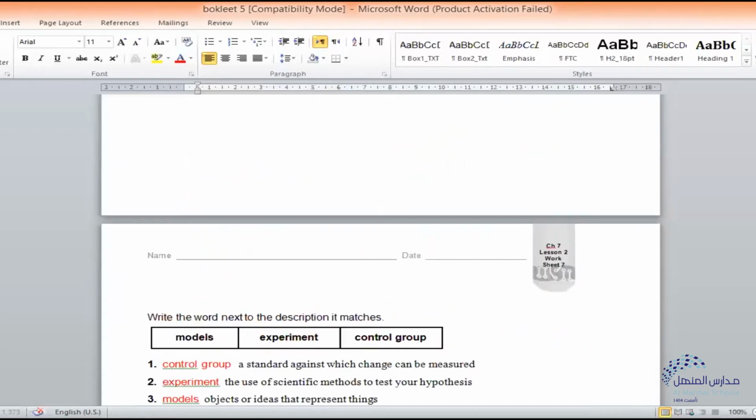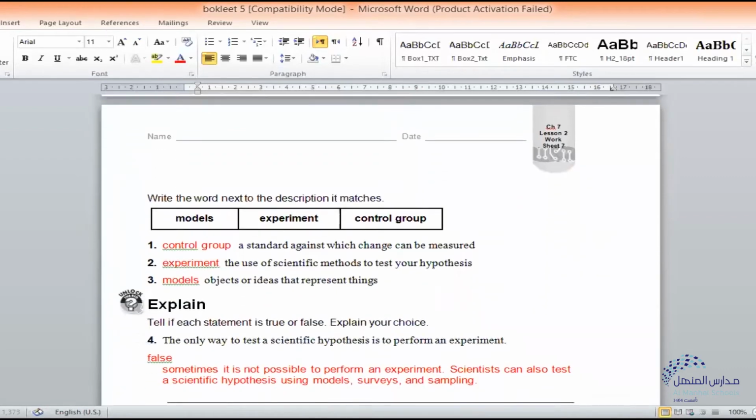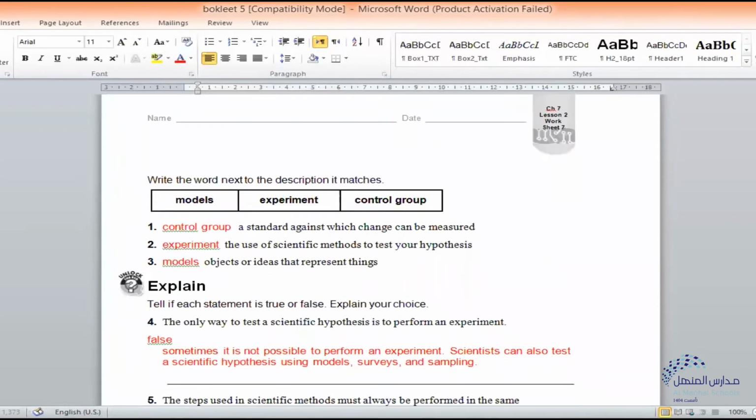Okay, moving to the last worksheet, models, experiment, control group. A standard against which a change can be measured, it's a control group. The use of scientific methods to test your hypothesis, it's experiment. Objects or ideas that represent things, it's models.